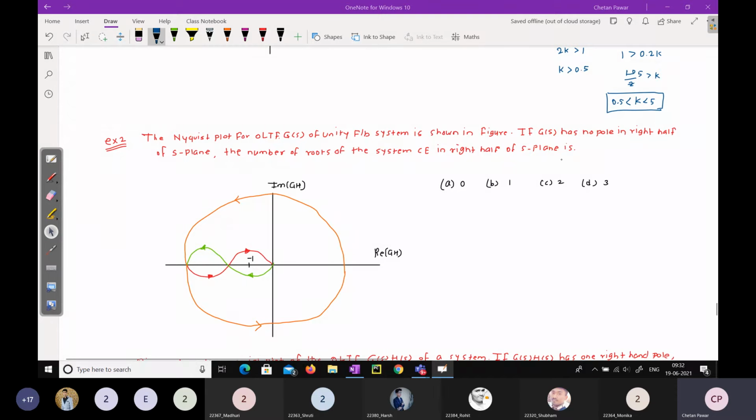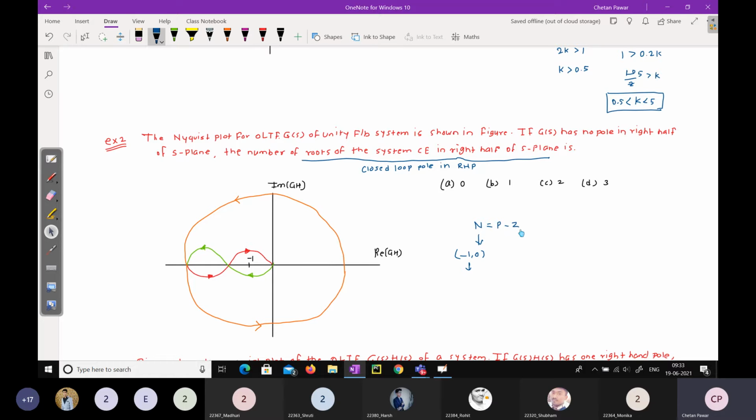So now, as we have the formula, N is equal to P minus Z. What is N? The number of encirclements about the -1+j0 point, if you want to find out the closed loop system stability. Now they have asked the number of roots of this characteristic equation in the right half of the S-plane. So what they have asked is the number of closed loop poles in the RHP.